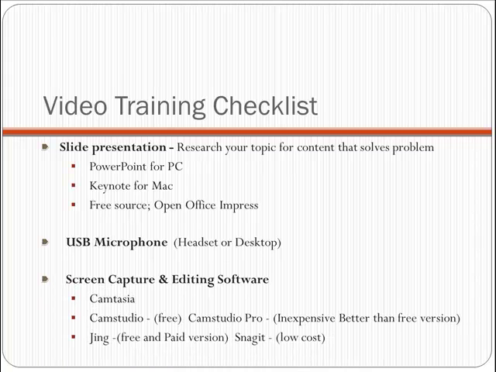You're going to need screen capture or editing software so you can record your training, so record your screen. I recommend, again, Camtasia. Cam Studio is free. If you're not going to go with Camtasia, I would go with Cam Studio Pro. It's inexpensive and better than the free version. You can go with Jing. They've got a free and a paid version. Again, especially with the free one, you're going to be very limited in what you can do. I prefer Camtasia over them. You can use Snagit, which is a really good low-cost tool. I recommend that you check that one out if you're not going with either Cam Studio Pro or Camtasia, which is my recommendation.